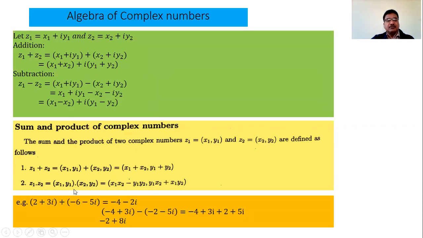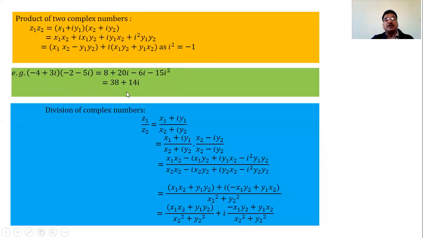We can also define the product of two complex numbers in the form of ordered pair: x1 x2 minus y1 y2 is the real part, and y1 x2 plus x1 y2 is the imaginary part. This is an example of the product of two complex numbers. Minus 4 plus 3i into minus 2 minus 5i: minus 4 times minus 2 becomes plus 8, then minus 4 times minus 5i becomes plus 20i, then 3i into minus 2 becomes minus 6i, and this is minus 15i square. So i square is minus 1, so this becomes plus 15. 8 plus 15.